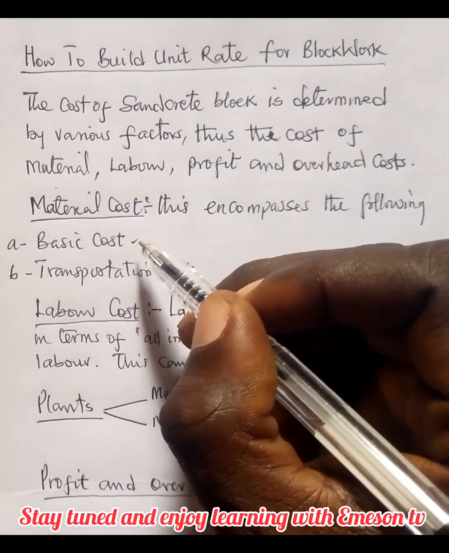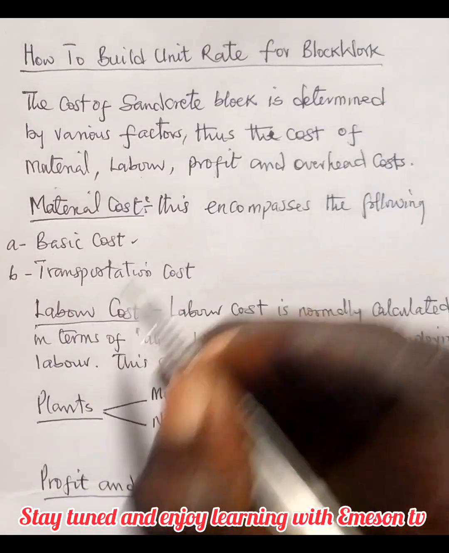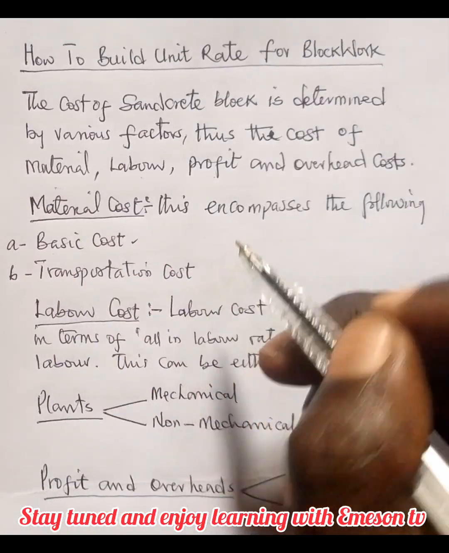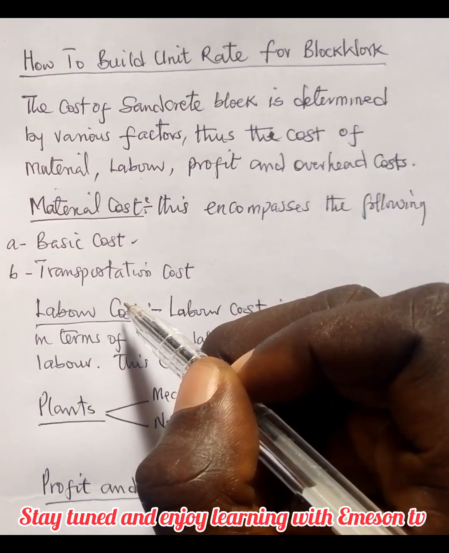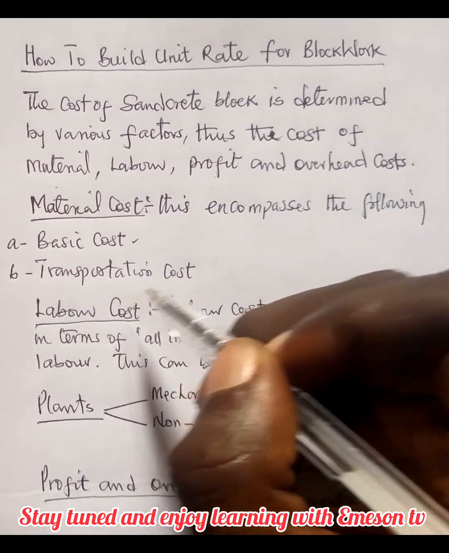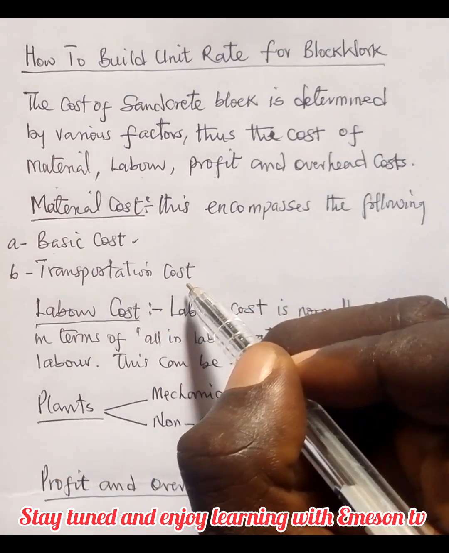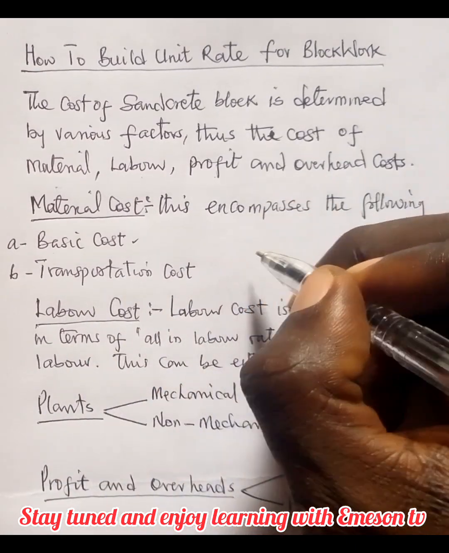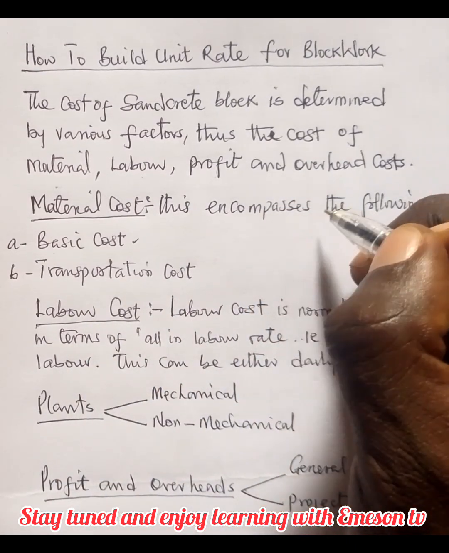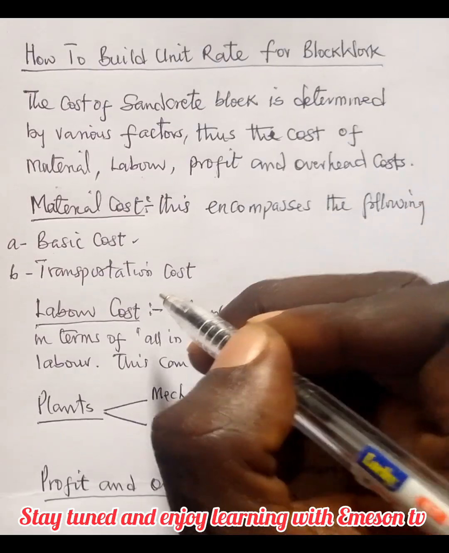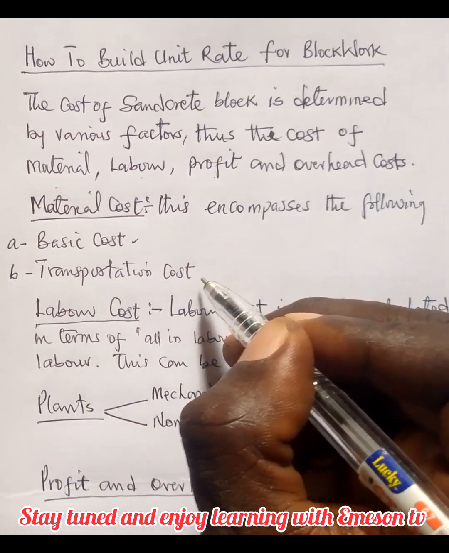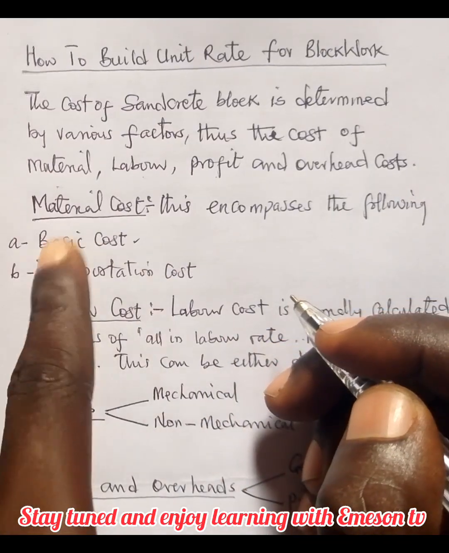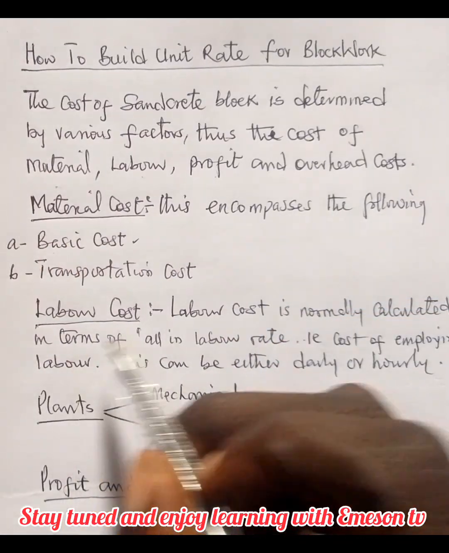Then, having done that, the next you have to consider under your material is the transportation cost. Transporting that material to the site, what it will cost you has to be considered. And also under this transportation cost, you have to consider the cost of loading that material where it is being purchased, and the cost of unloading it on site. Then after you have done this, the next thing you need to consider is your labor cost.